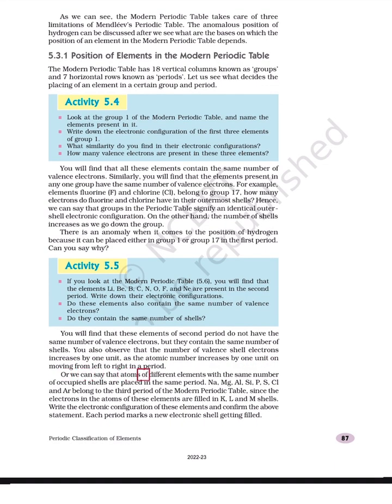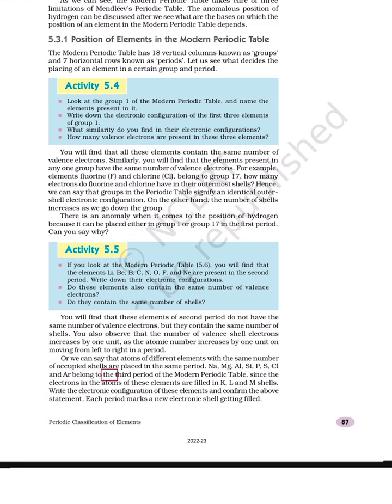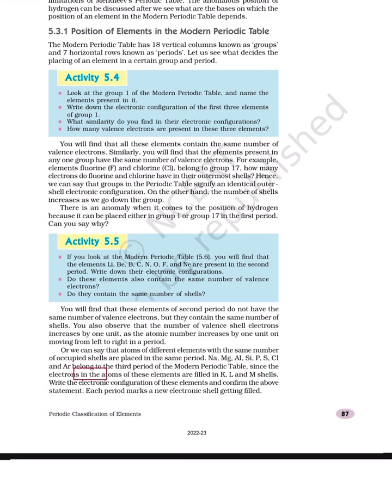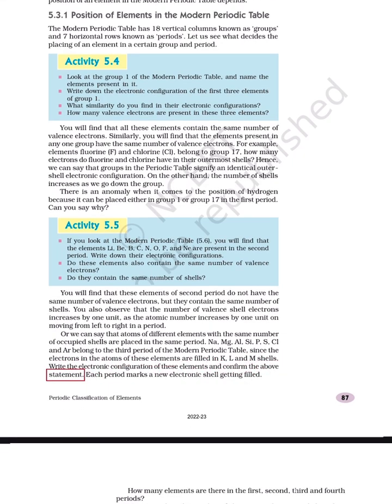Or we can say that atoms of different elements with the same number of occupied shells are placed in the same period. Na, Mg, Al, Si, P, S, Cl and Ar belong to the third period of the modern periodic table, since the electrons in the atoms of these elements are filled in K, L and M shells. Write the electronic configuration of these elements and confirm the above statement. Each period marks a new electronic shell getting filled.